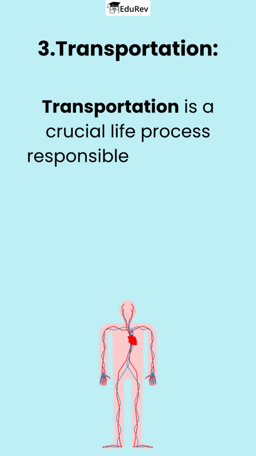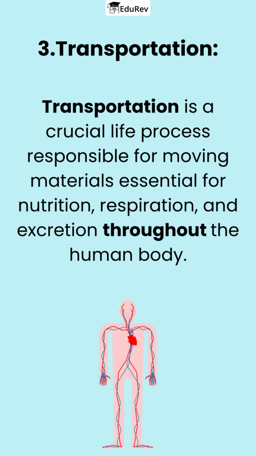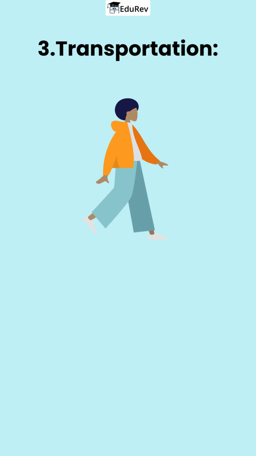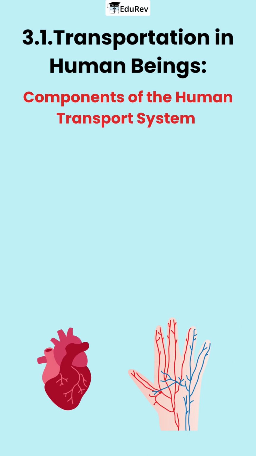Transportation. Transportation is a crucial life process responsible for moving materials essential for nutrition, respiration, and excretion throughout the human body. Let's understand the transportation in human beings and plants. Transportation in human beings. Components of the human transport system.